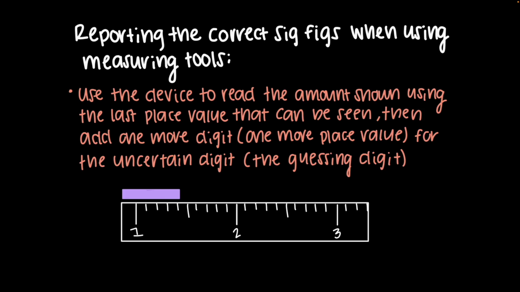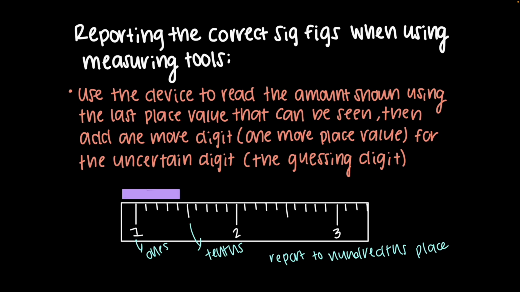For the ruler shown, I can see that we have the ones place, and we also have the tens place. The uncertain digit, or our guessing digit, is going to be the hundreds place. So we're going to report the final value to the hundreds place. We're going to report to the hundreds place because we know for certain where the tens place will be on the ruler, but the extra that we can't see is going to be what we're going to try to estimate to get the best reading for what we see on the ruler.